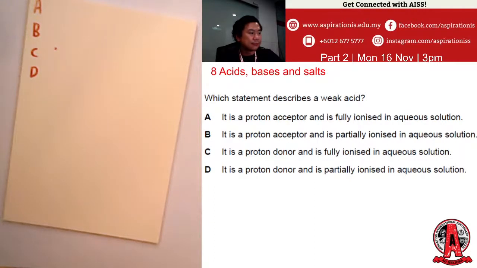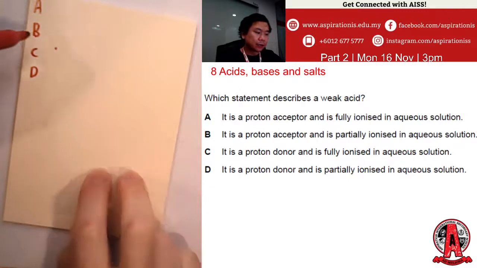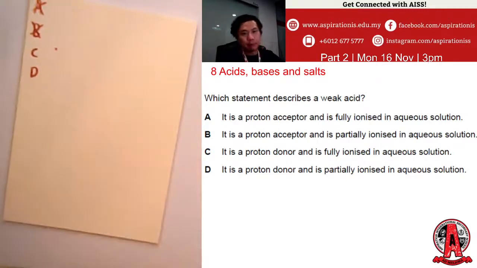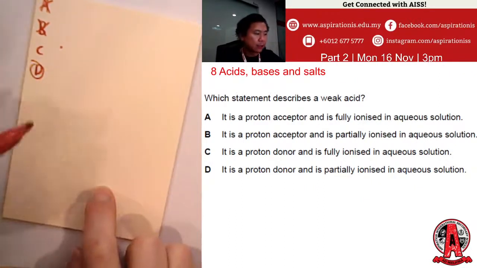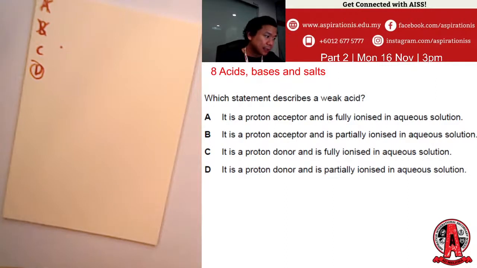Very good, very good. So all of you, I hope you know that acid is a proton donor, a base is a proton acceptor. All right. So immediately A and B is out of the question. All right. And a weak acid, of course, is partially ionized. So the answer is D.